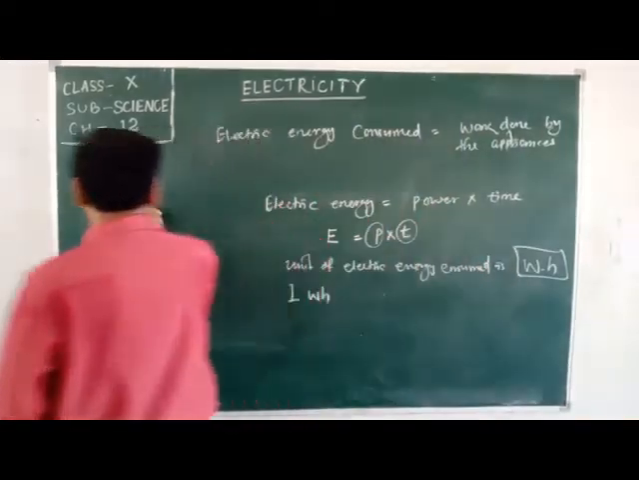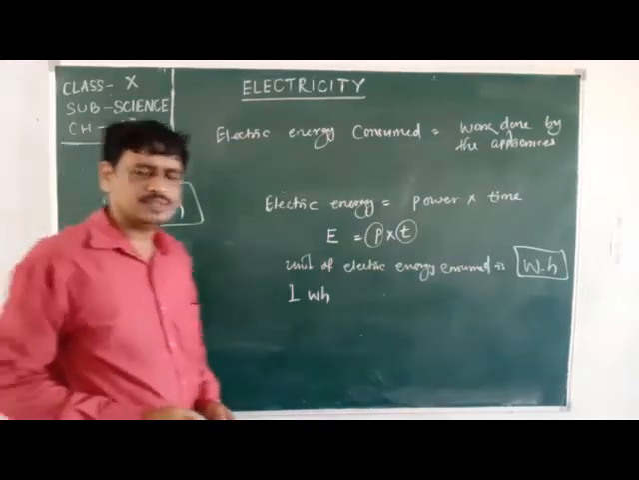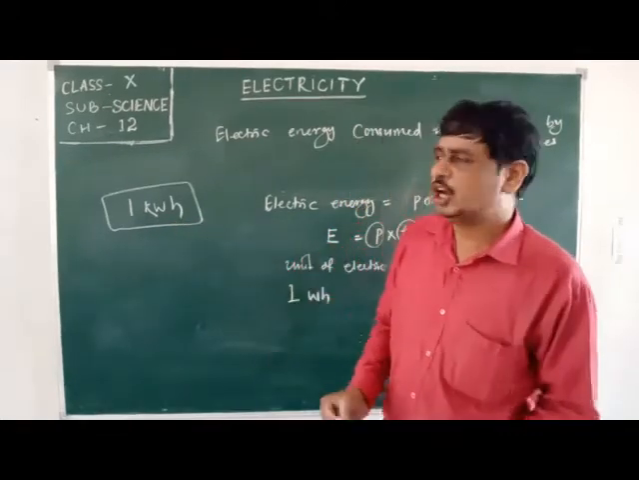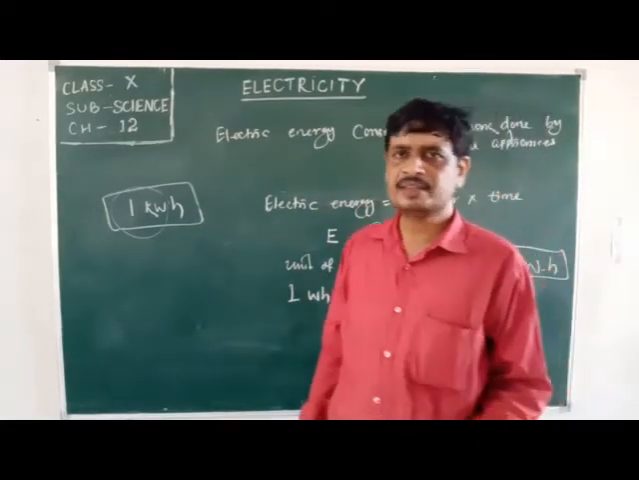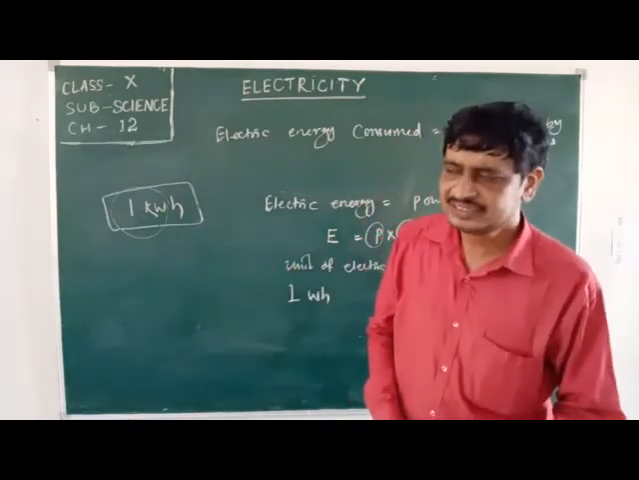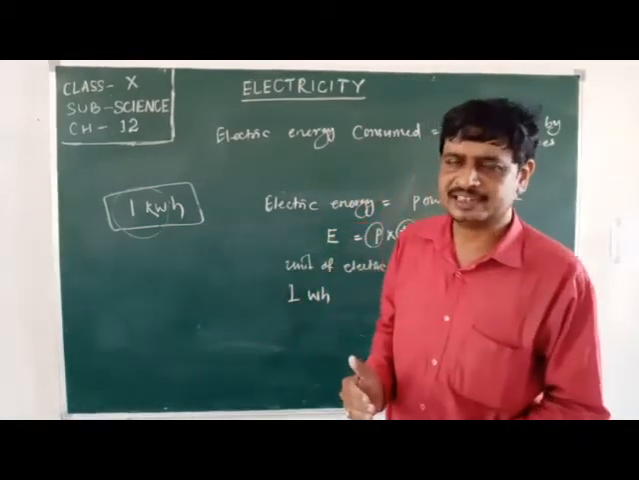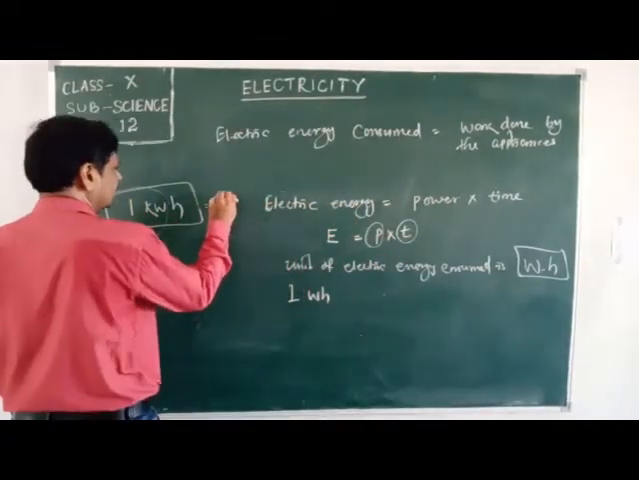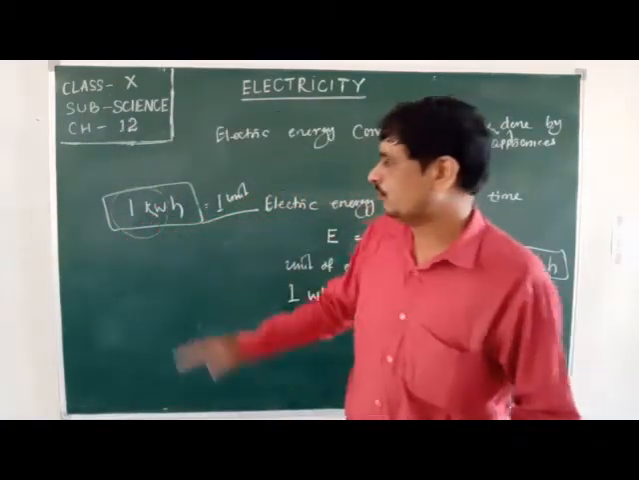If we want, we can express in kilowatt hour also. For larger quantity we use kilowatt hour. It means the amount of electrical energy used by an appliance operating at 1 kilowatt that is used for 1 hour. That is called 1 kilowatt hour. And this 1 kilowatt hour is also called 1 unit. 1 unit means 1 kilowatt hour.